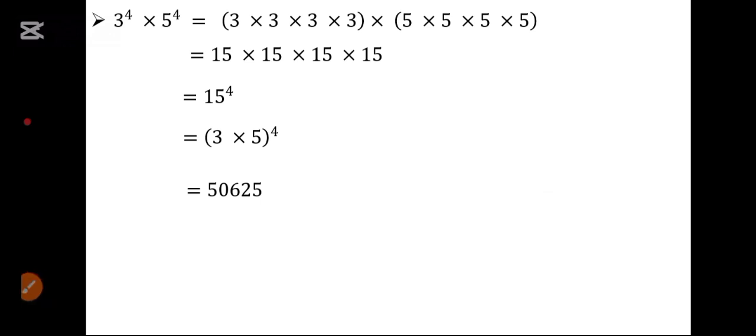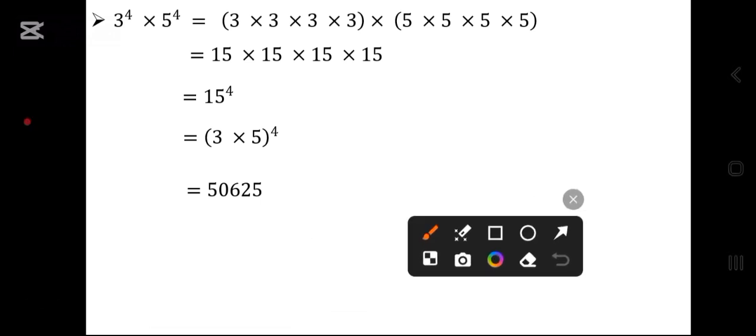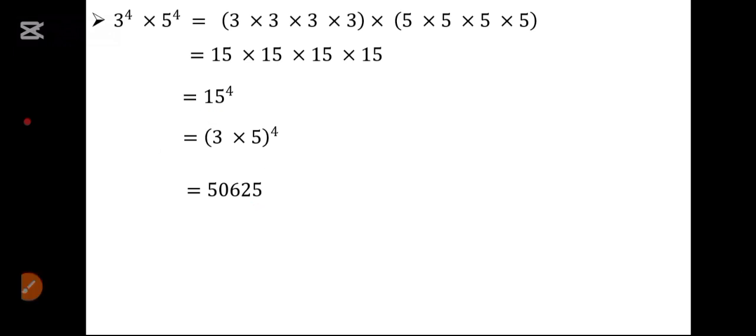So when the bases are different, raised to the same powers, what do we do? We multiply the bases together, then raise it to one of the powers, since the powers are the same. When we do that, we have 15 raised to the power 4, which will give us 50,625.